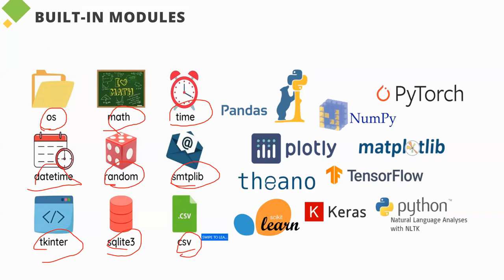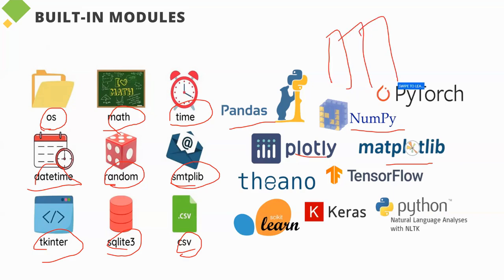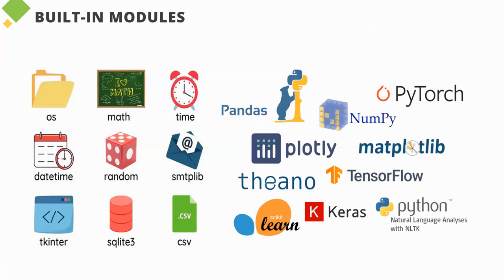CSV, comma separated values, you will have this library. Pandas. NumPy is used to perform array operations. Matplotlib is used to draw bar charts, bar graphs, etc. Scikit, Keras, NLTK for natural language processing in Python. These are all several built-in modules and libraries that are available in Python.